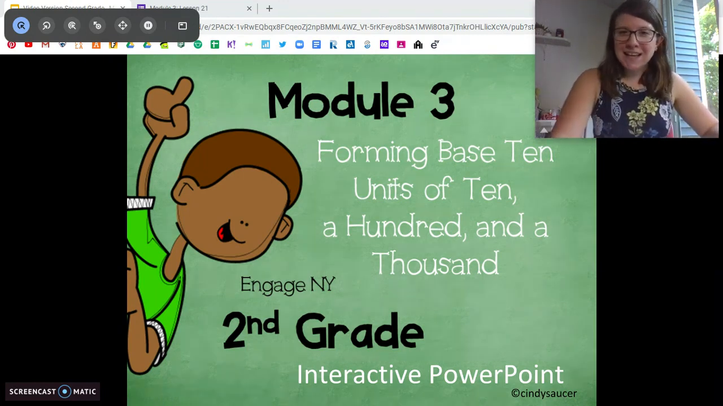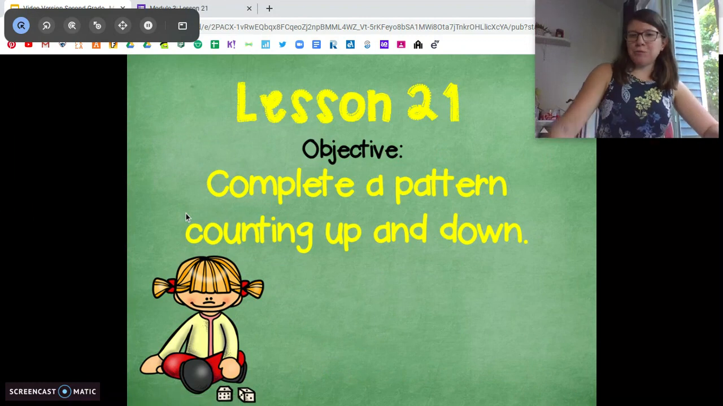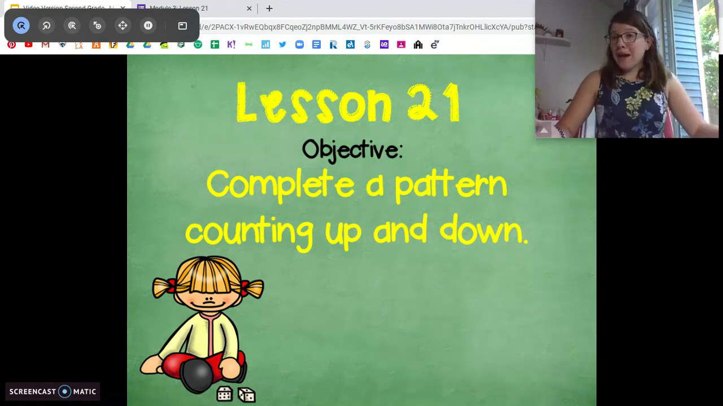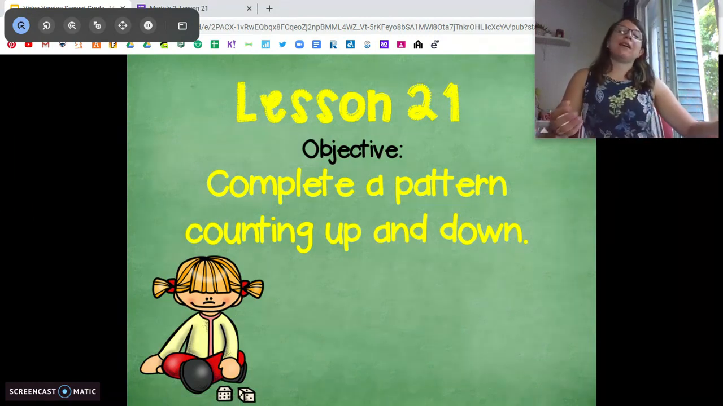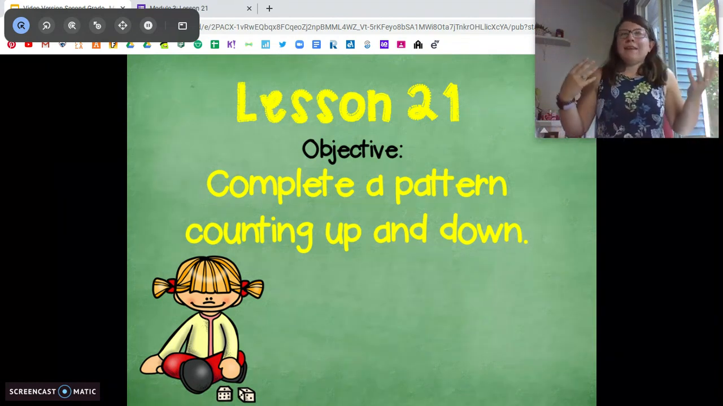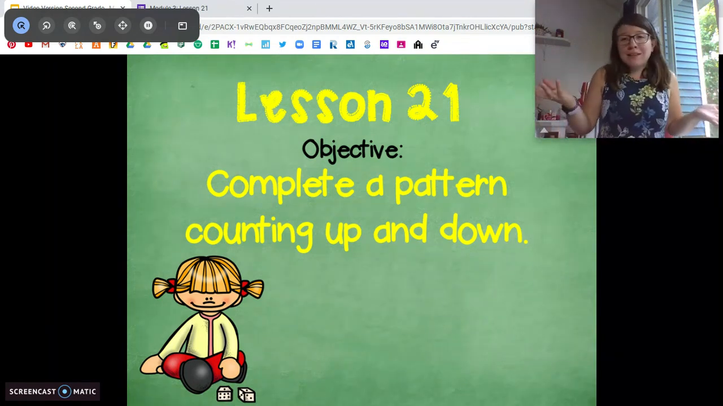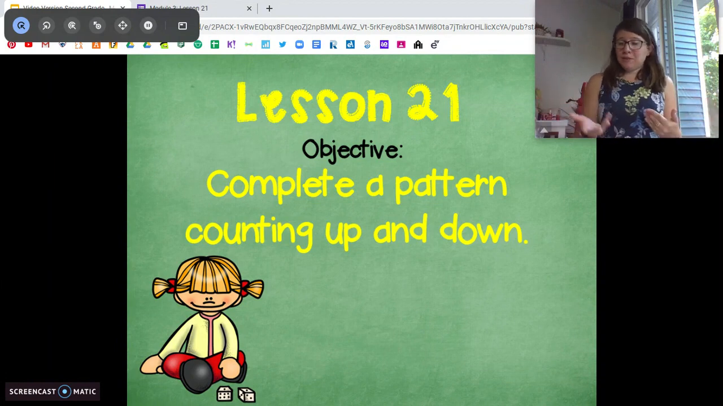So, for today's lesson, for our last lesson of Module 3, we're going to work on pattern counting. So you're going to notice we're going to count by hundreds, tens, and ones. We're going to have some fun with it. We're just going to practice counting and noticing the patterns and the ways we're counting.